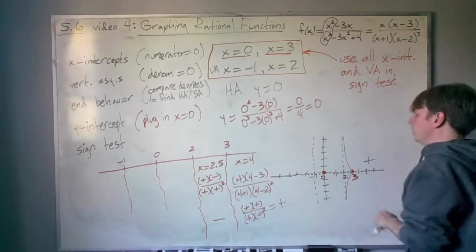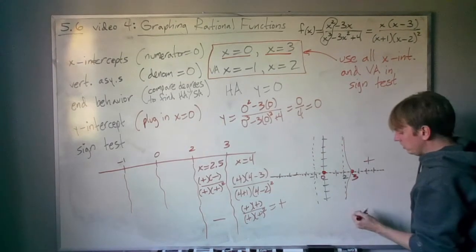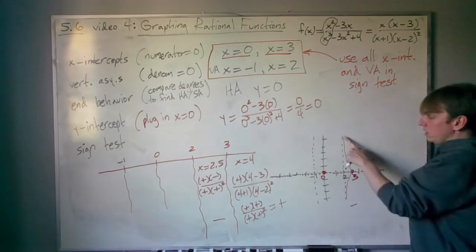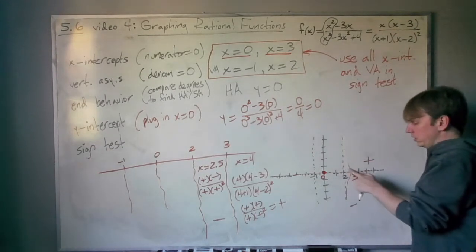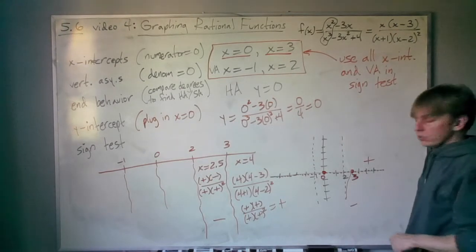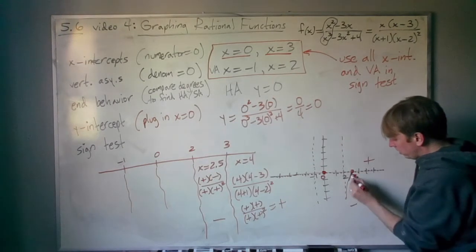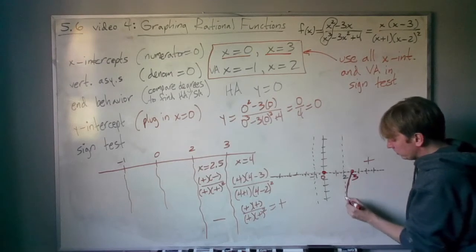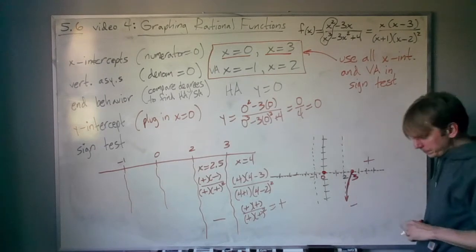So numbers between 2 and 3, we're getting negatives. And so I guess I can rule out this. The graph has to be below the x-axis between 2 and 3, so I guess the graph would look like this, approaching the vertical asymptote.